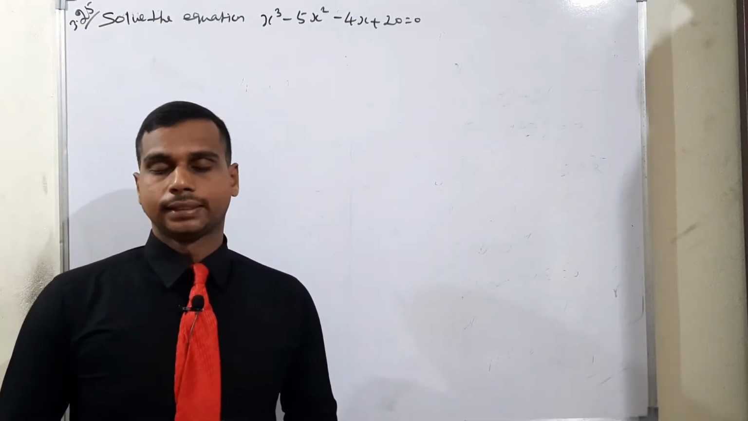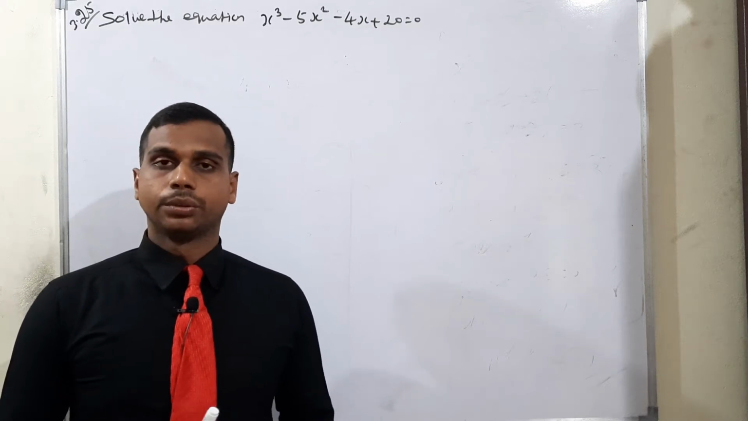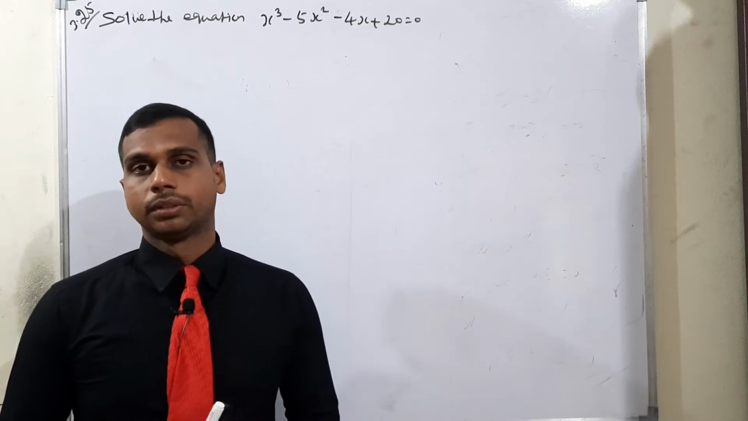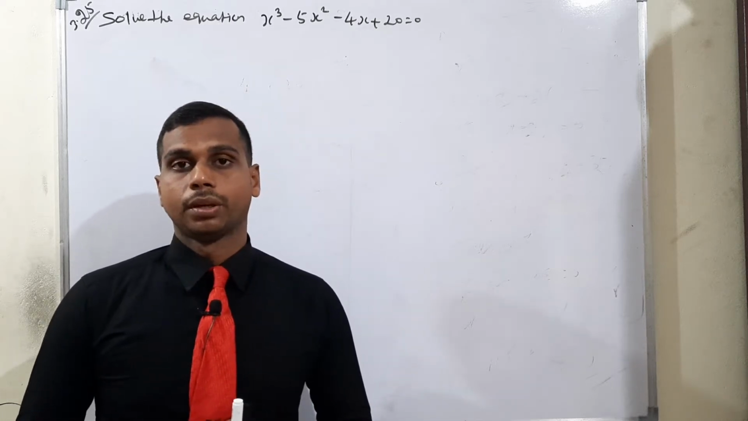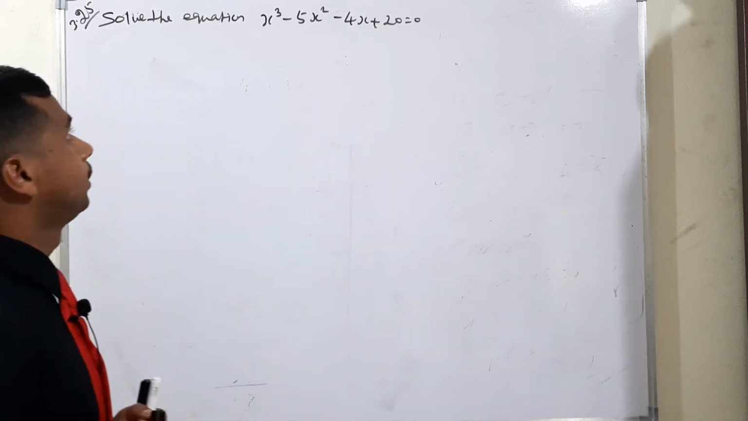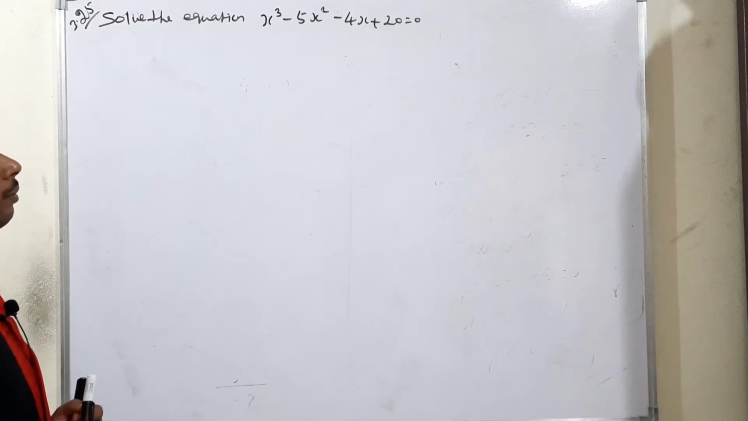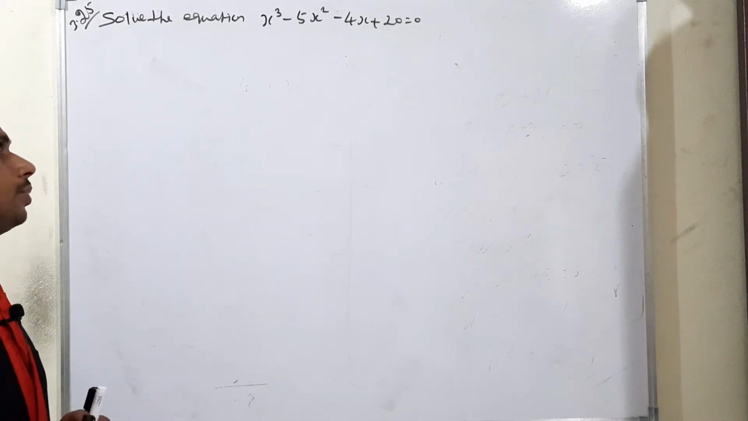Welcome to Max class. In this conversation, we are going to continue with examples and an important theorem also. Okay. So now I am moving to example 3.25. What is the question? Solve the equation x cube minus 5x square minus 4x plus 20 is equal to 0.